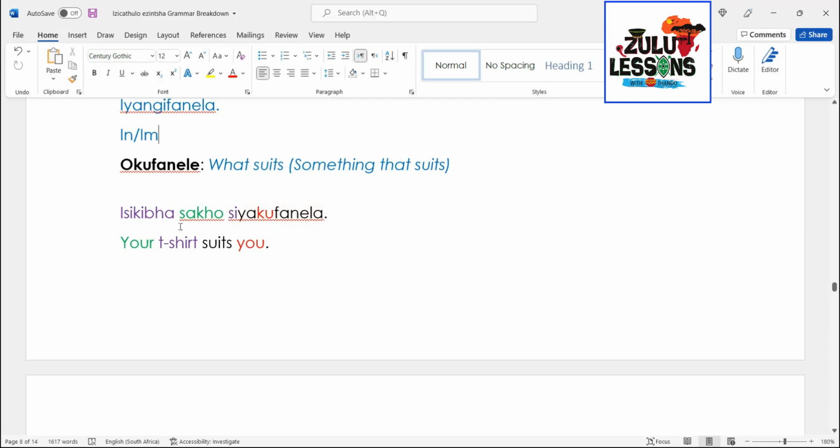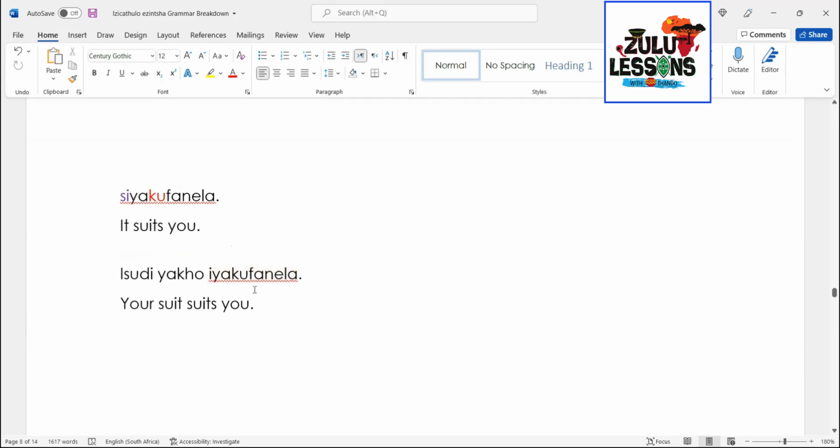And we are talking about isikipa, so of course the subject concord for it is si. Look at that yo there in the green. That's your t-shirt. But the yo here in isiZulu is conjugated to match isikipa, the t-shirt. So isikipa starts with an isi, so of course the possessive pronoun is also going to match it, and it is sa. Isikipa sakho. Siyakufanela, your t-shirt suits you. Isudi yakho iyakufanela, your suit suits you.